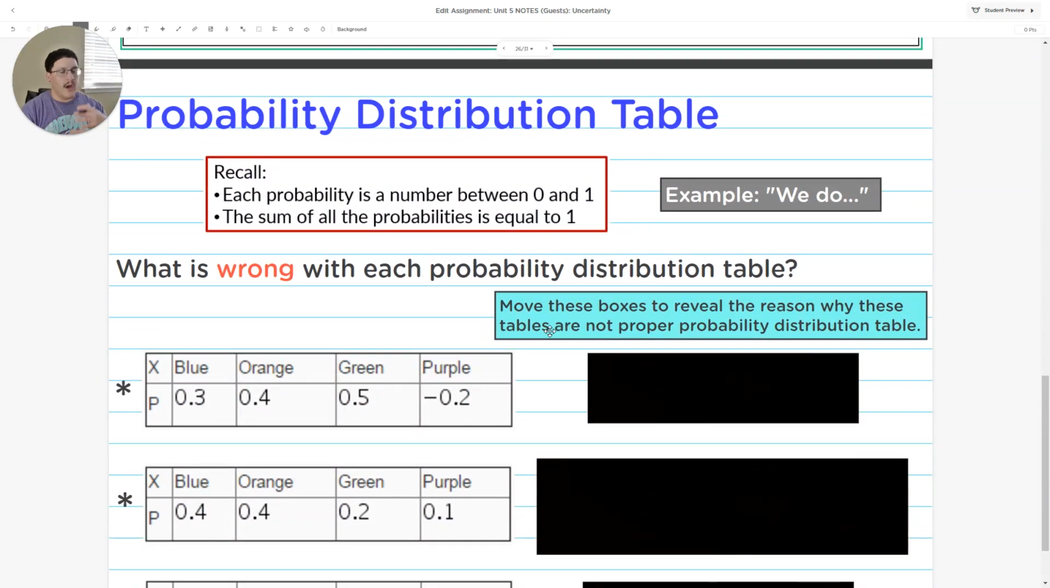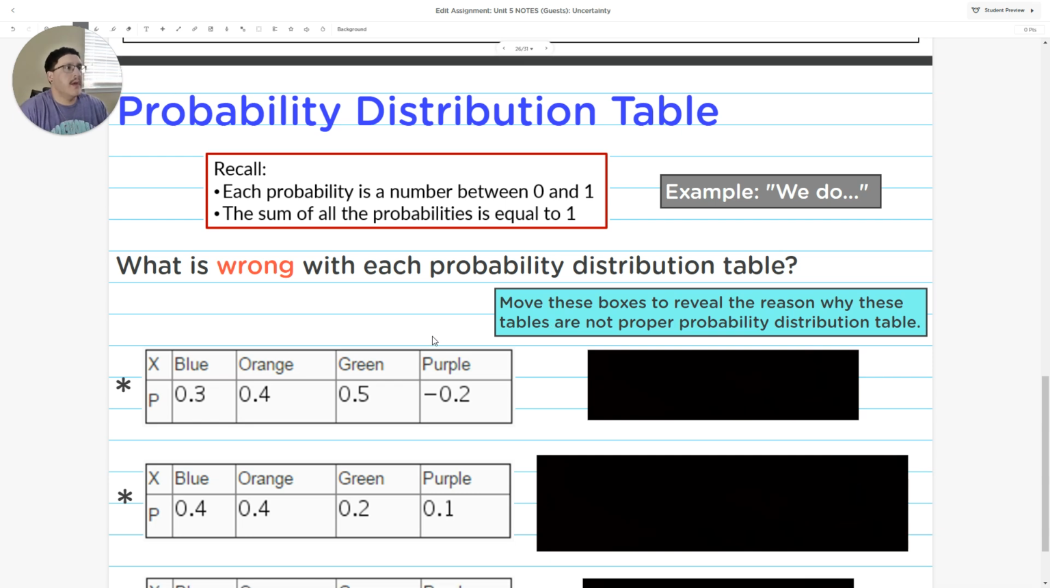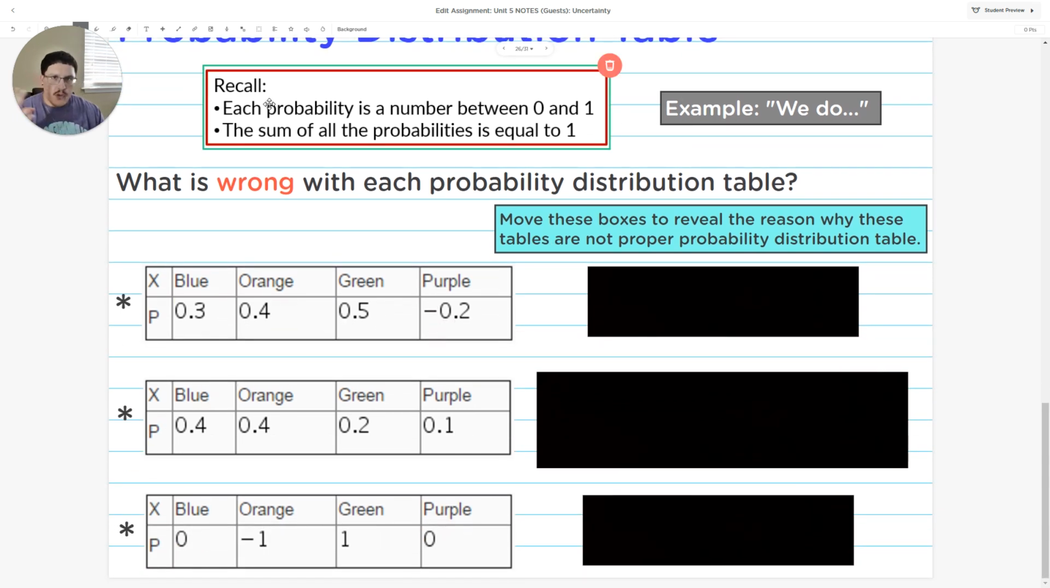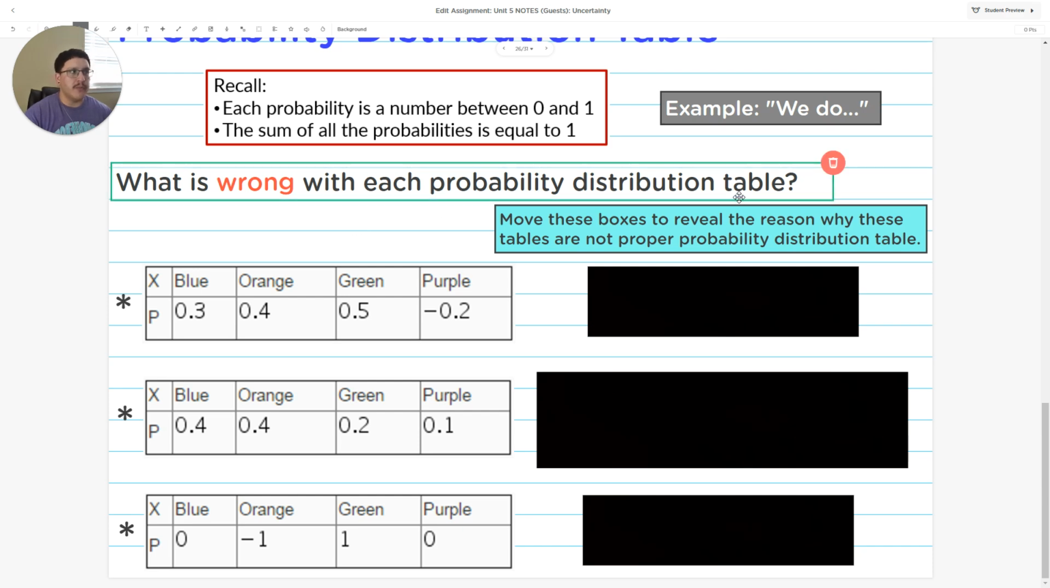Before we understand how to make a probability distribution table, let's talk about examples of wrong or bad distribution tables, and what's an example of a good probability distribution table. So, there are two conditions that need to be met. Each probability is a number between 0 and 1. The sum of all the probabilities is equal to 1. Those are the two conditions that must be met. So, what is wrong with each probability distribution table? Let's take a look at the first.